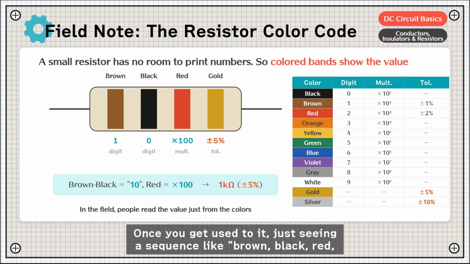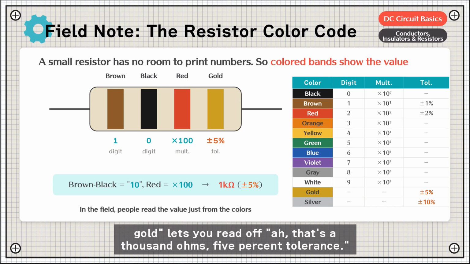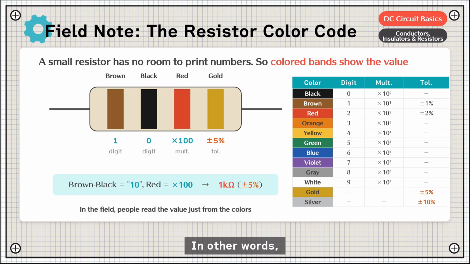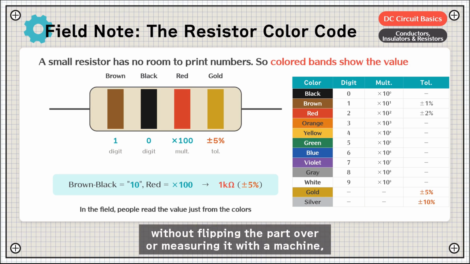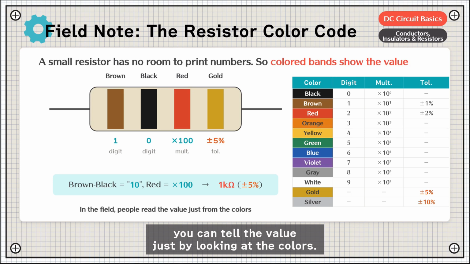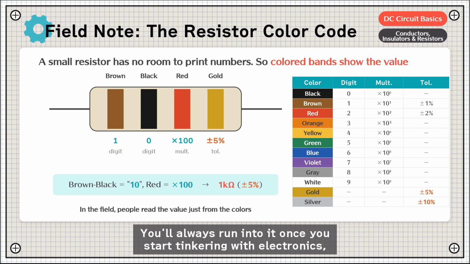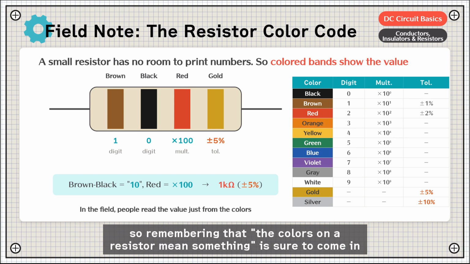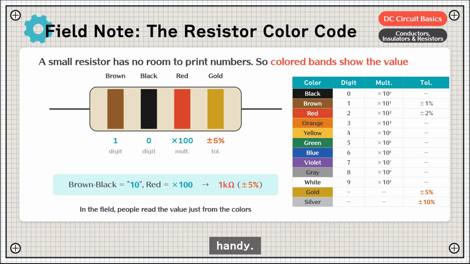Once you get used to it, just seeing a sequence like brown, black, red, gold lets you read off, that's 1000 ohms, 5% tolerance. In other words, the color code is like a field cipher. Without flipping the part over or measuring it with a machine, you can tell the value just by looking at the colors. You'll always run into it once you start tinkering with electronics, so remembering that the colors on a resistor mean something is sure to come in handy.